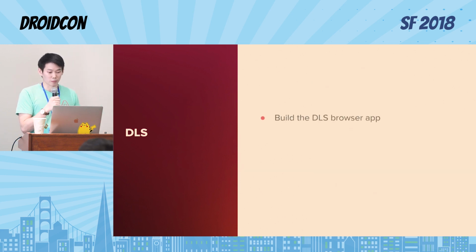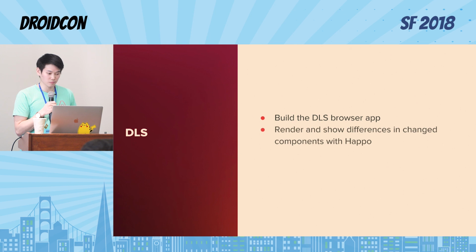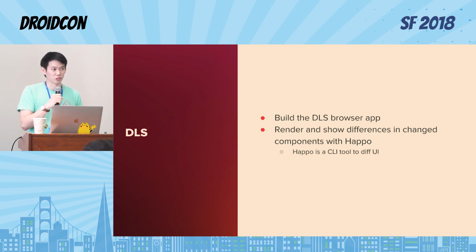So for one, this is actually what we run in CI. We have a browser app that contains all the components that an engineer can build at any given time. And so we want to make sure that this browser app is stable, so we build it. We actually render and show differences with this tool called Hapo. Hapo is a CLI tool used to diff UI, and it's what we've used to basically capture any differences between a change to make sure everything's intentional. Since a component can be used in multiple parts of the apps, you have to be very, very cognizant of that.